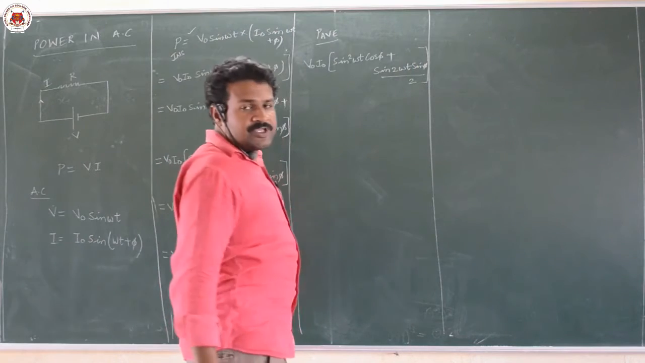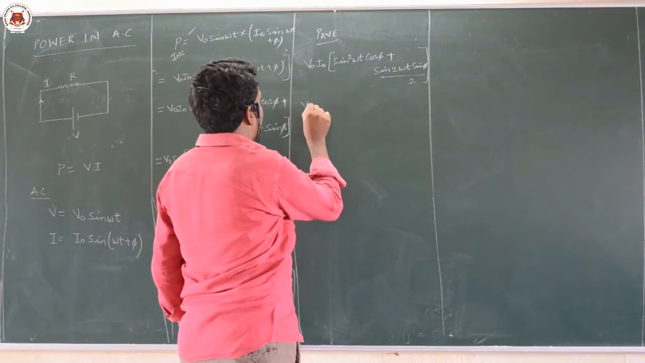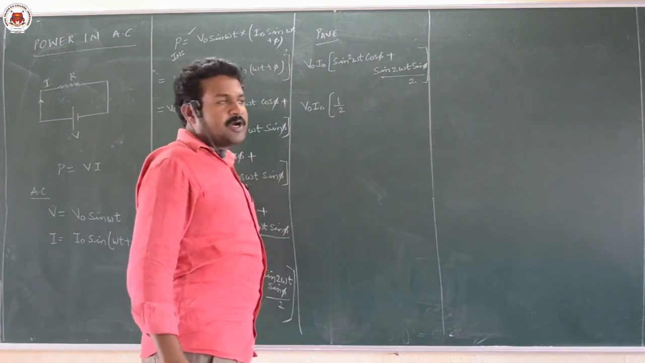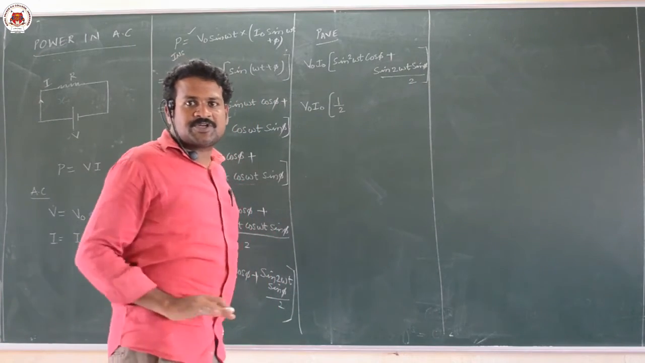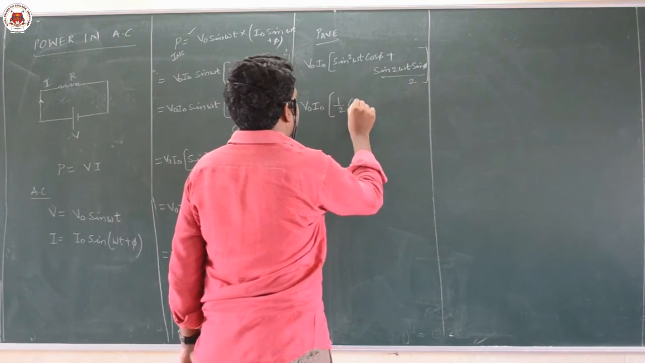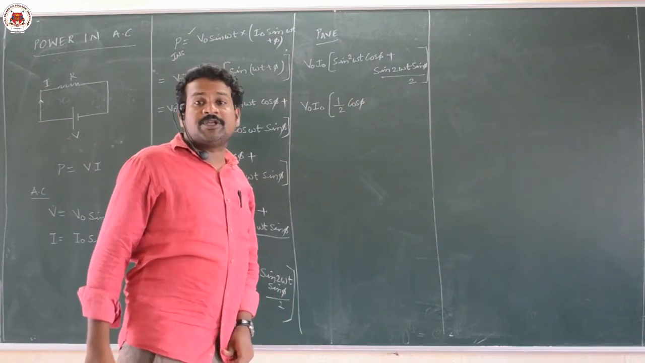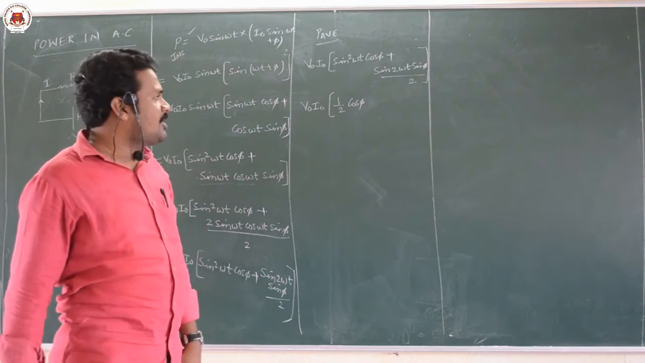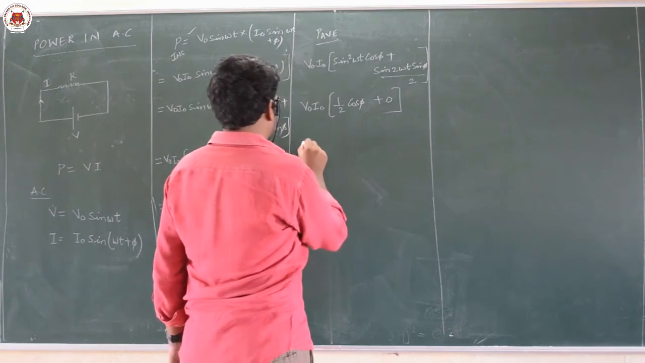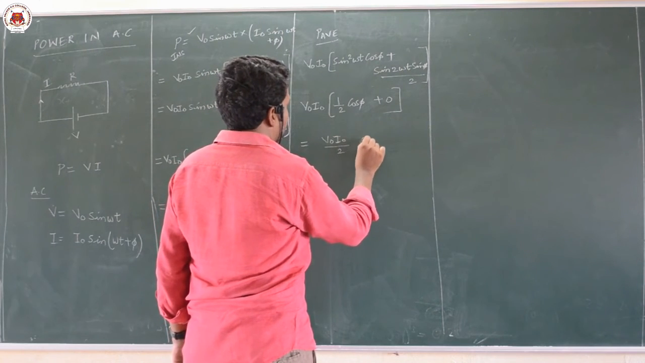Now, what is the average value of sin square omega t? Sin square omega t average value is 1 by 2. Cos phi is a constant because the phase difference will not change. Once there is a phase difference, it will continue. So, cos phi is a constant. And next, what is the average value of sin 2 omega t? Just like sin theta, the average value is 0. Therefore, here you will get 0. So, average power is equal to V naught I naught by 2 cos phi.